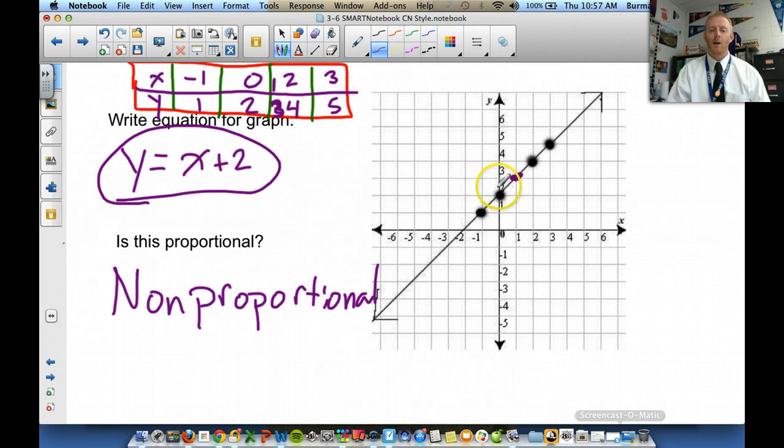Now notice that it crosses the y-axis also at 2. I wonder if this number and that number are related to each other. I guess we'll find out soon enough.